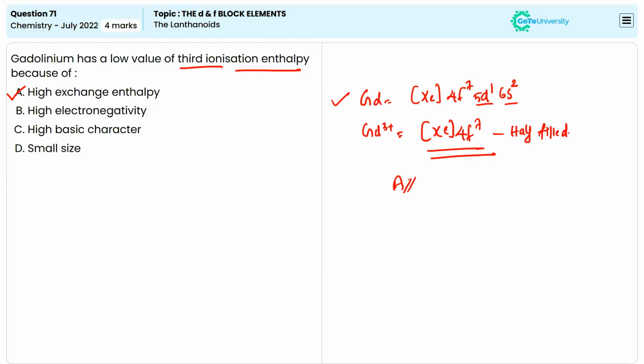Write down the electronic configuration, then write the reason. So this is all about the questions from the chapter. Now, in the next class, we will meet with one more chapter. So that's it.